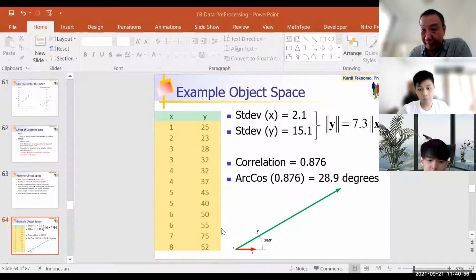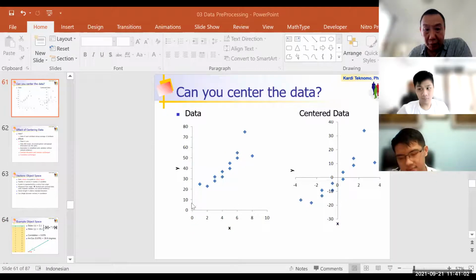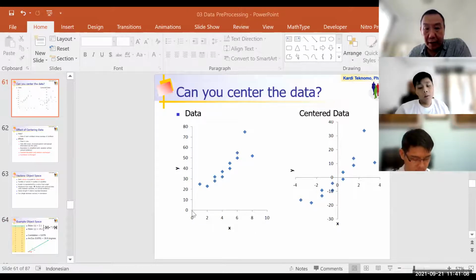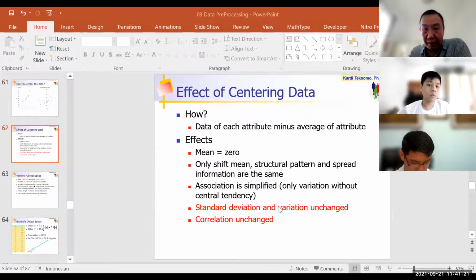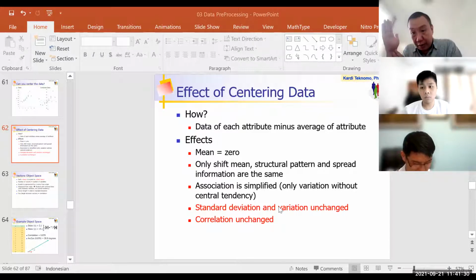No questions? Okay. So next, suppose this is the data in your left chart here, X and Y. If you subtract the mean of X and the mean of Y, then you will center the data. The effect of centering is that the mean of the centered data will be zero. Only the mean becomes zero, but the standard deviation and the correlation will not change when you center the data. It's just shifted.